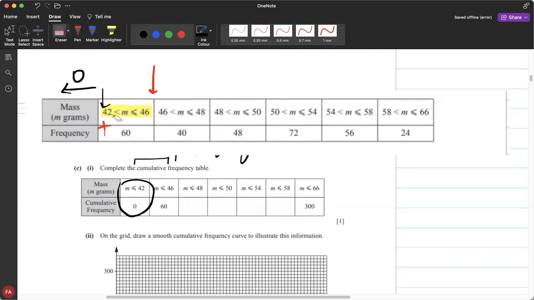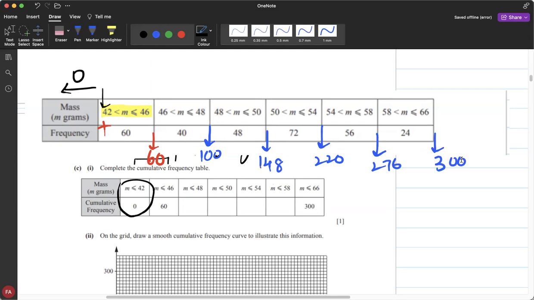In a similar way, the total till this point is 60. If I were to add 40, can I say the total till 48 is going to be 100? In a very similar way, if I keep moving and add 48 to 100, can I say that's going to be 148? In a similar way, can't you also add 72, which should give you 220? I keep adding, which should give me 276. And finally, 300 as my total answer.